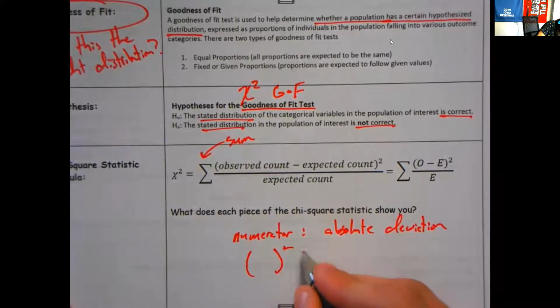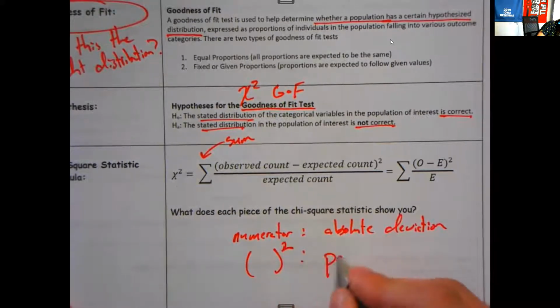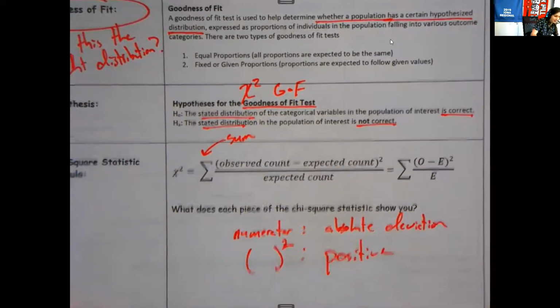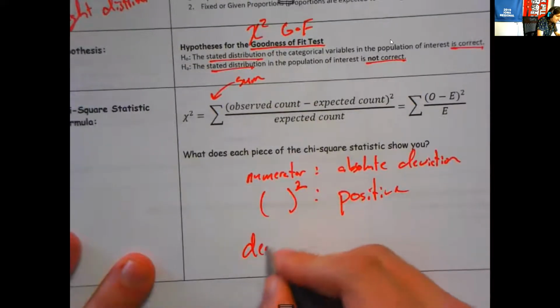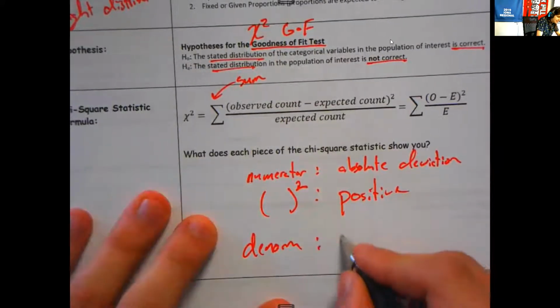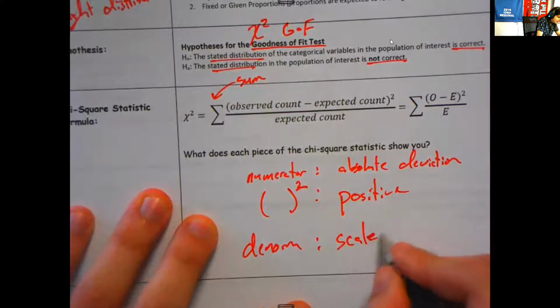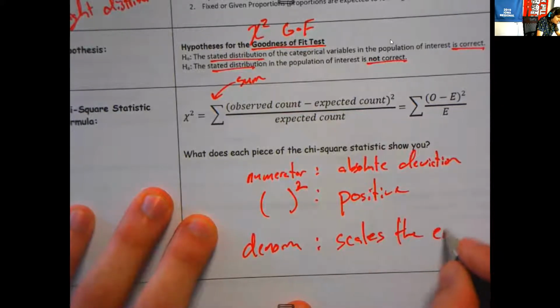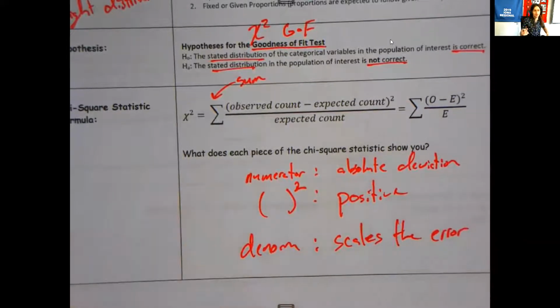The square part makes it only positive things. And the denominator kind of scales the error relative to how big the group should have been. So it's like, how far away were we? We want them to all be positive, so we square it. So we've got a sum of squared deviations in the numerator, and the denominator.